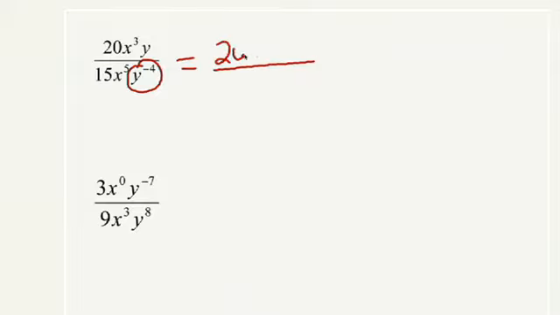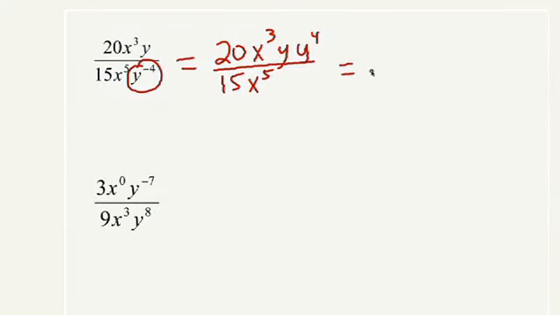20 x cubed y in the top, 15 x to the 5th in the bottom. But y to the minus 4 in the bottom is the same as y to the positive 4 in the top. And now I don't have to worry about that pesky negative exponent. All right, again, this involves numbers, x's, and y's. First we'll look at the numbers, then we'll look at the x's, then we'll look at the y's. So I'm going to have some sort of fraction as my final answer.